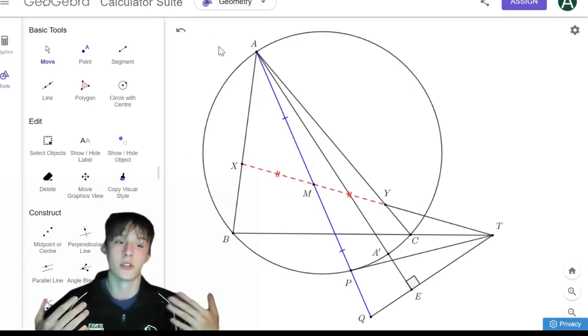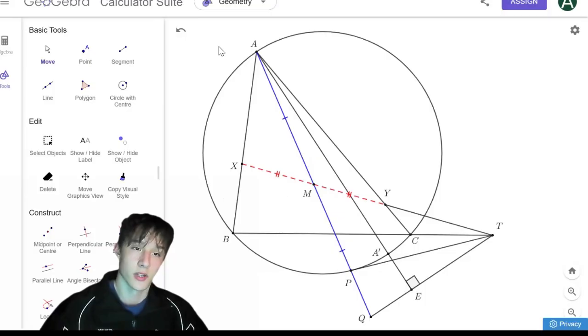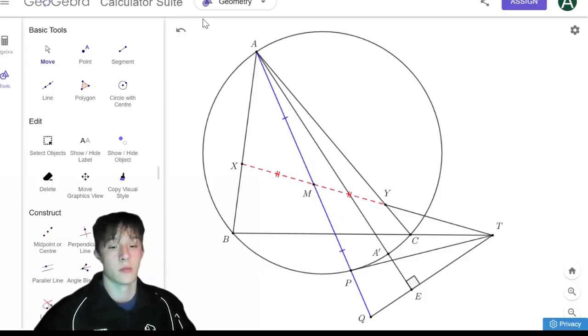So we have a triangle ABC, and in this triangle, AA prime is the diameter of the circumcircle ABC. On the extension of AA prime, we choose an arbitrary point E, and we draw a line at 90 degrees from there, which intersects BC at point T. TP is the tangent to the circumcircle ABC, the one that lies on the shorter arc BC.